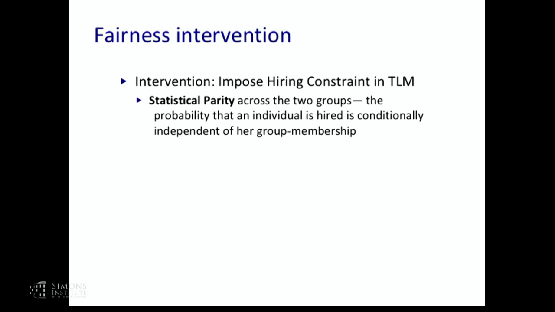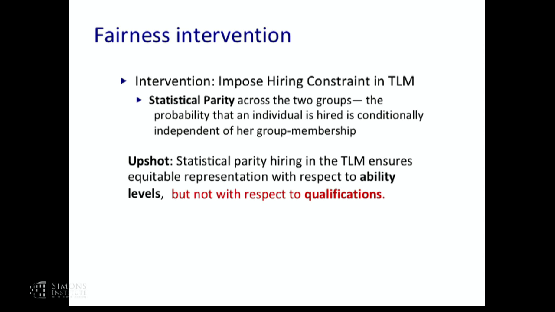outcome in the future. Perhaps the intervention just says that we require a statistical parity of hiring in the temporary labor market, which basically means that the probability that an individual is hired is conditionally independent of her group membership. So essentially, we're forcing a population-wise parity here for the temporary labor market. If we do that temporarily, then the statistical parity hiring in the temporary labor market ensures equitable representation with respect to the original ability of the two groups, but not with respect to their qualifications. So even if one group has more people who are qualified, this does not satisfy parity with respect to the qualifications.